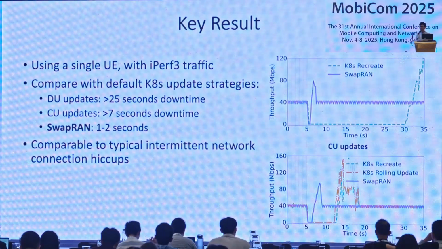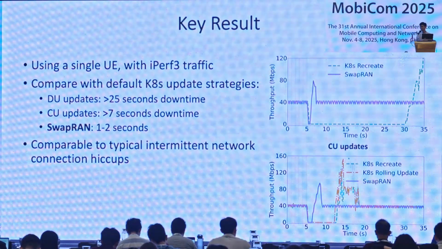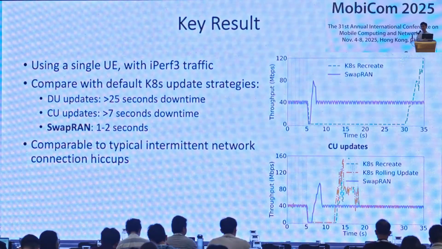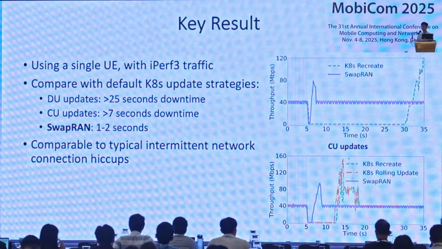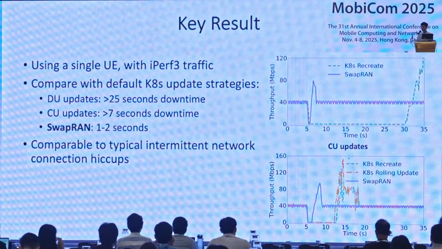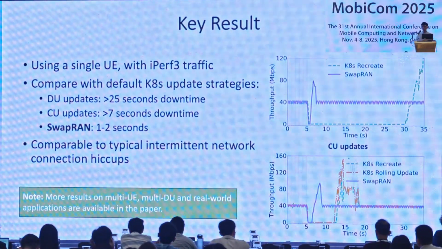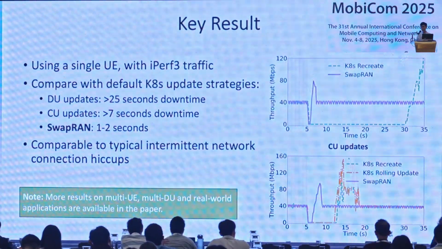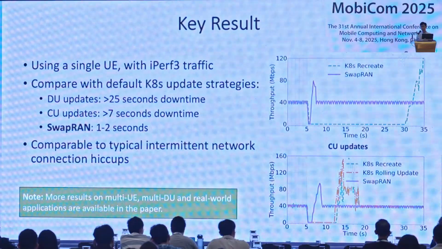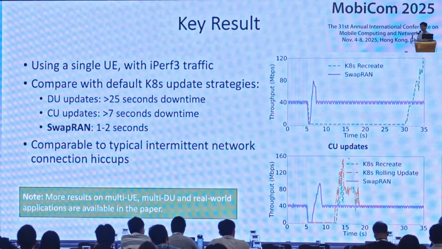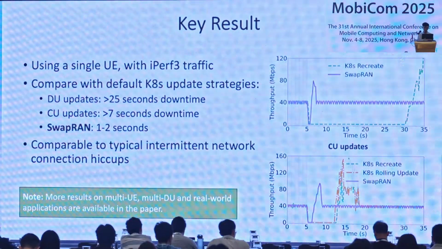A 1 to 2 second downtime is comparable to any typical intermittent network connection hiccup, for example, when you are walking through a tunnel and you briefly lose connection. So basically to the user, they don't feel anything. This is eventually what SwapRAN is able to achieve. We also have more results on scenarios using multiple UEs, multiple DUs, and even a real application to demonstrate that, let's say during a video conference, when the software update happens, the user does not really feel that there was an update in the background.